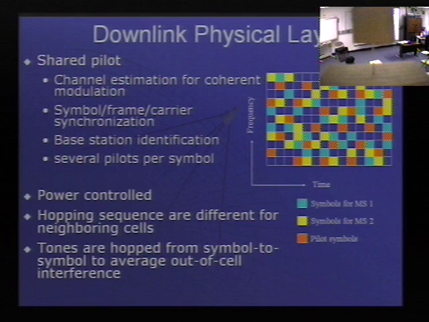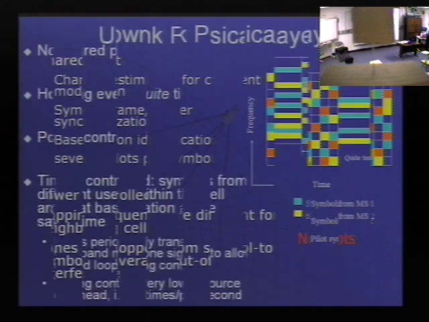Then for the downlink, we do the power control as well as timing control. So each of the symbols can jump to the next one. Hopping sequences are different from the neighbor cell. Okay, that's what we try to guarantee. And the tone just hops from each symbol, each time jumping to the next one.